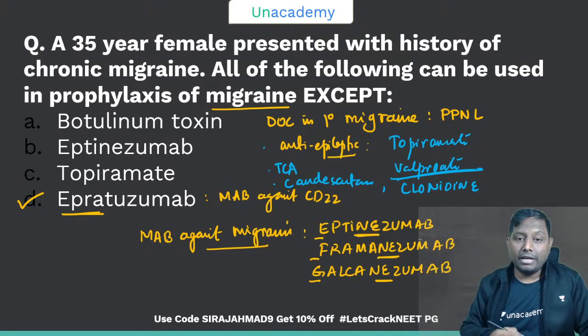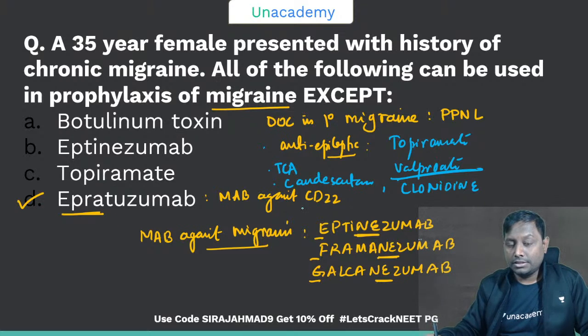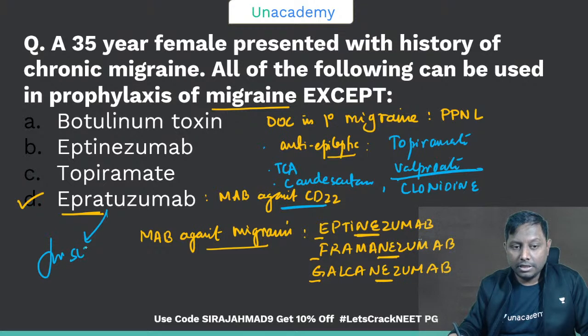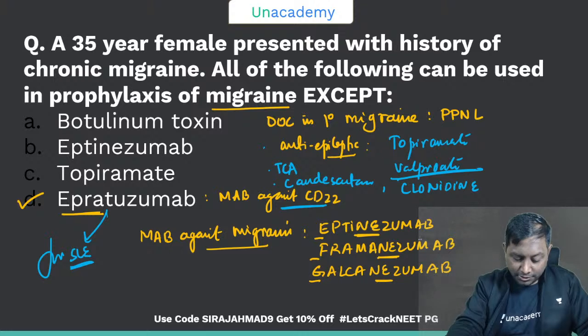What is not for migraine is Epratuzumab. Epratuzumab is mainly against CD22 and is mainly used for SLE. I hope it is clear to all of you, and we can proceed to the next question.